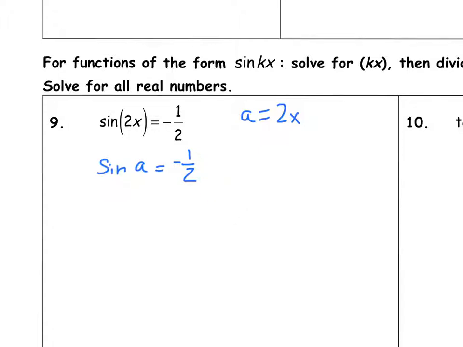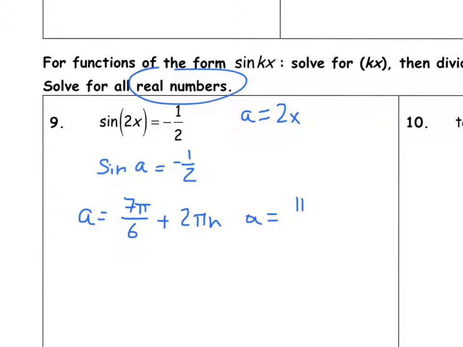So one result would be a is 7 pi over 6. And of course, it says for all real numbers, so that loops around every 2 pi. And then the other one is 11 pi over 6, and that loops around also.